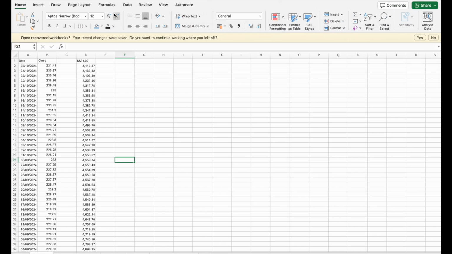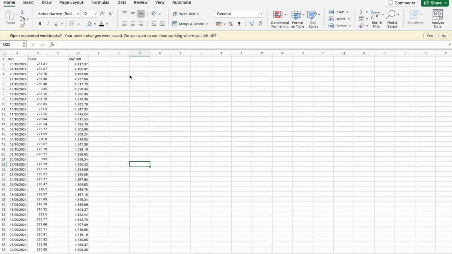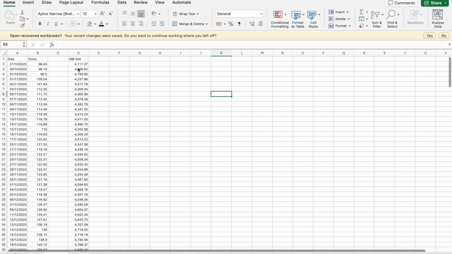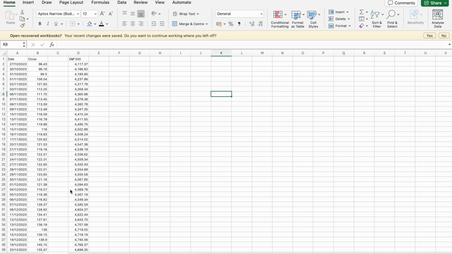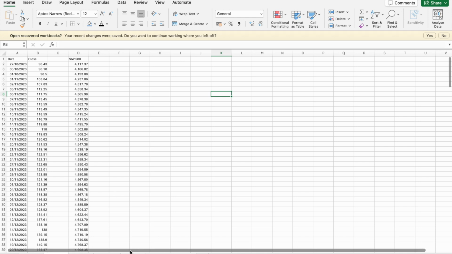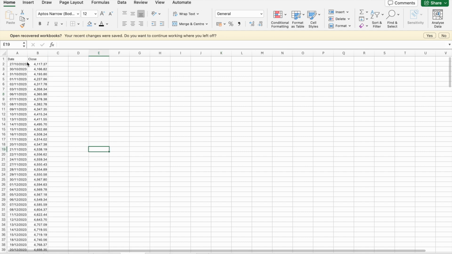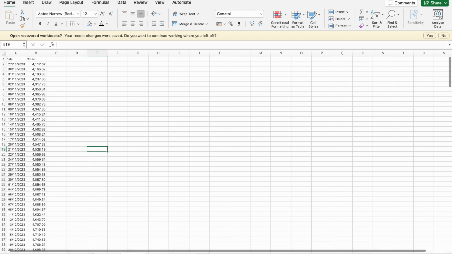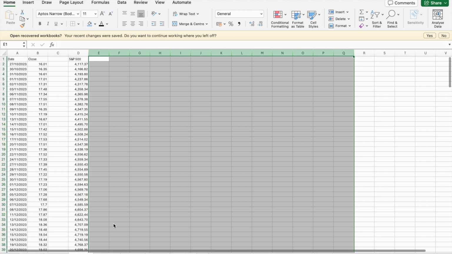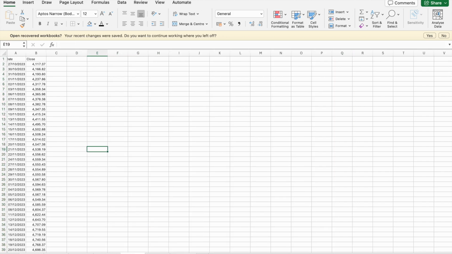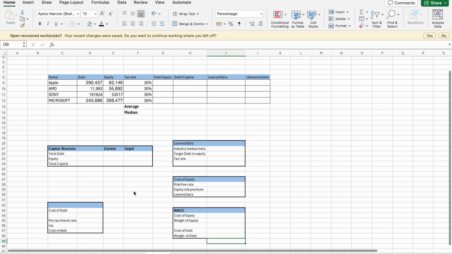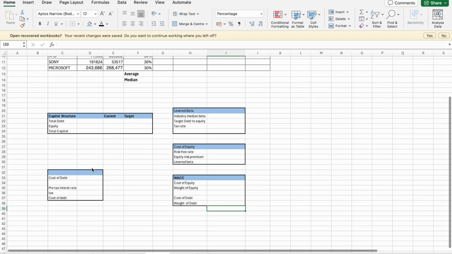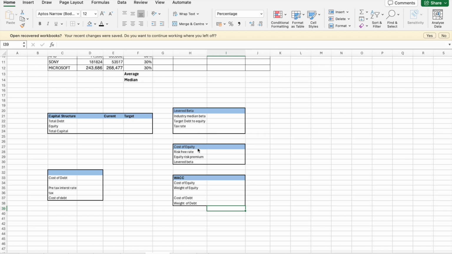Here you can see the prices of Apple. So we have downloaded the daily prices, and here is the price of AMD. You can see I have downloaded the daily prices, and to run my regression to get my beta, I have also attached the S&P 500 data as well. So here is the data of S&P 500, and on this table we are going to make our analysis to get our WACC.